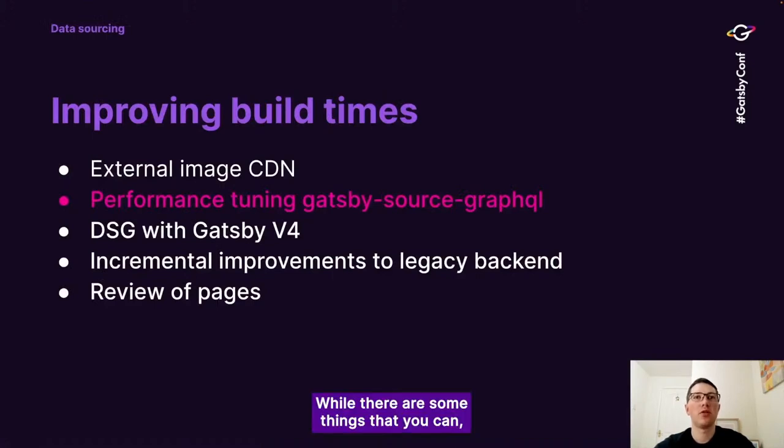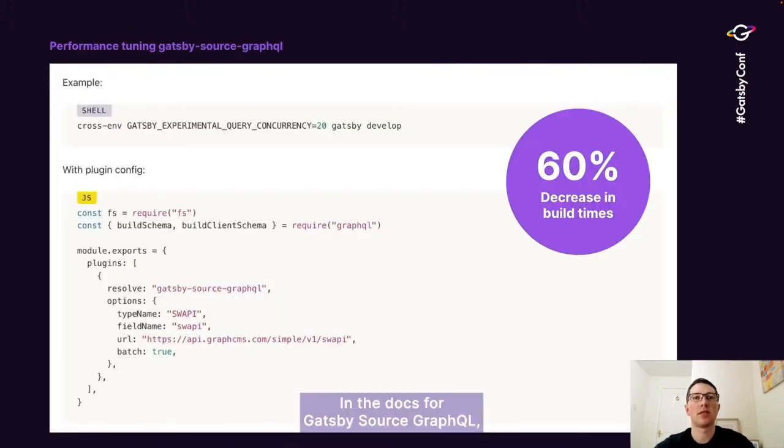While there are some things that you can't do with Gatsby Source GraphQL, there are some opportunities to increase performance and reduce build times. In the docs for Gatsby Source GraphQL, there's some information about performance tuning with batching. And this ended up proving very useful for us. An environment variable exists to increase the number of parallel queries, and plugin options exist to fine-tune batching. While each use case is different and the appropriate values are dictated by the GraphQL endpoint limits, it's certainly worth experimenting with these settings, as we were able to shave about 60% off our build times.